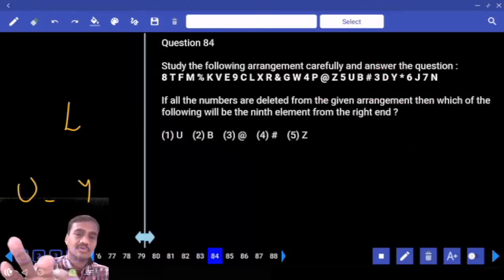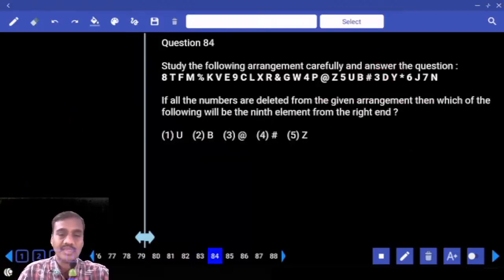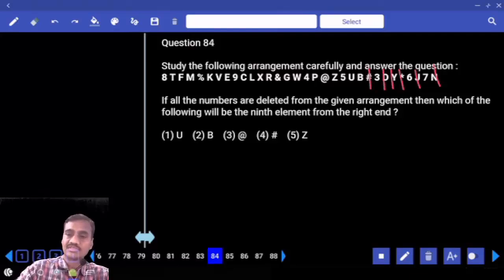Then 84. Now in this question number 84, if all the numbers are deleted from the above arrangement, then which of the following will be 9th element from the right hand? 9th from the right hand without the numbers, 1, 2, 3, 4, 5, 6, 7, 8, 9. What is your answer here? Z, that is choice 4 for 84.